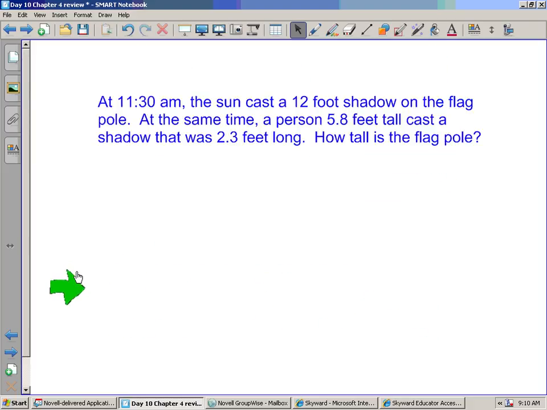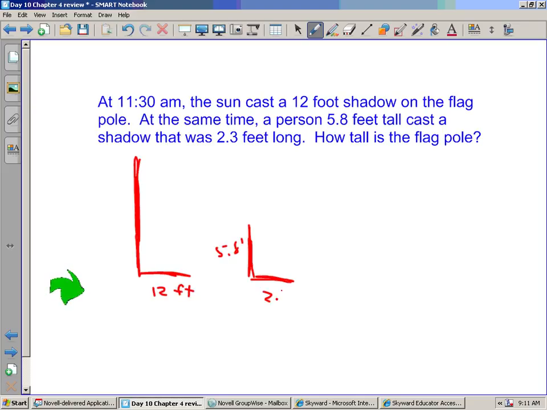Classic height, we won't go through this problem, but remember, we're always going to try to find the height of something with relationship to its shadow, and the height of something smaller with relationship to its shadow. So if we look at this, we got our flagpole with a shadow of 12 feet. We have the person's height, which we know at 5.8 feet, and his shadow at 2.3 feet.